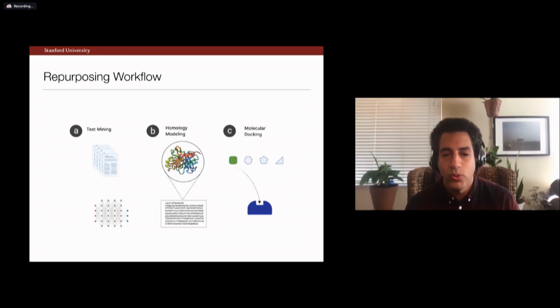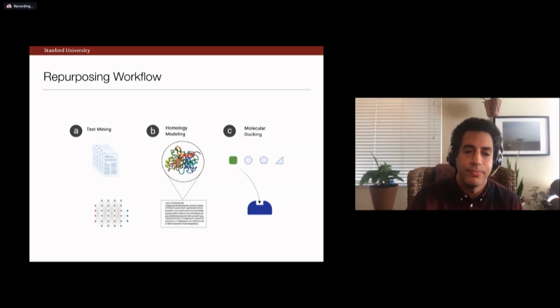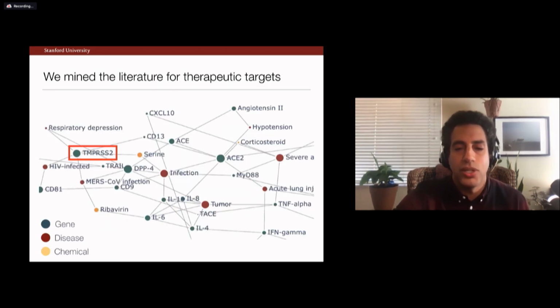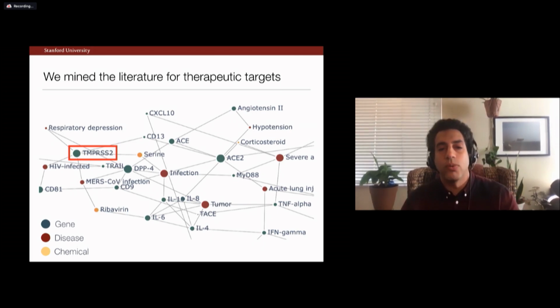Today, I'm going to talk about some work we've done using natural language processing, protein structure prediction, and biophysics to identify drugs that can be repurposed to fight COVID-19. So the first thing that we did was mine the literature for therapeutic targets. The goal here was to develop a working hypothesis. What protein are we going to target? Why do we think it would be effective? And what evidence do we have that this therapeutic strategy would actually work?